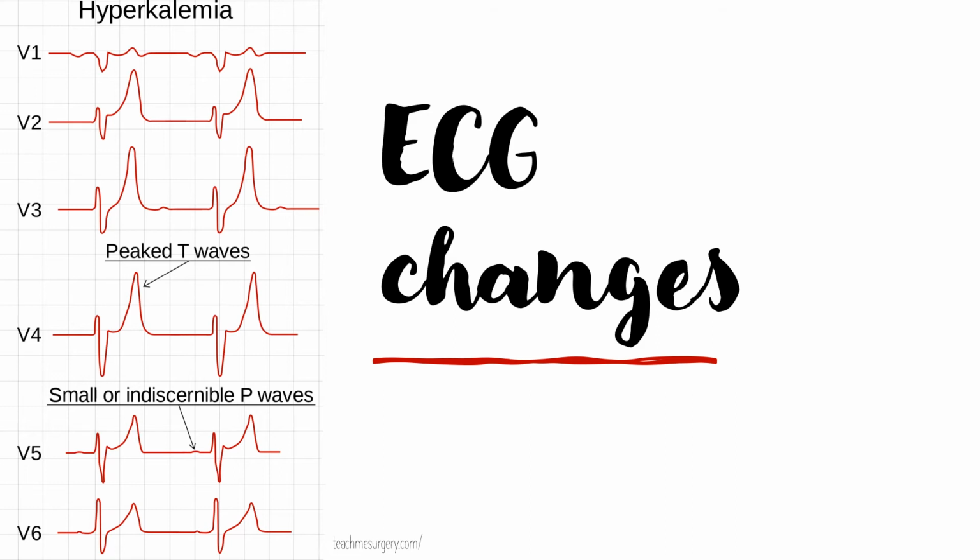In moderate hyperkalemia, so that's around 6.5 to 7.5 millimoles, you may get flattened P wave, which you can see on V5. You might also get a prolonged QRS complex. In severe cases, this QRS complex just keeps getting wider and you might also see some axis deviation or bundle branch blocks. In some cases, it may lead to ventricular fibrillation.